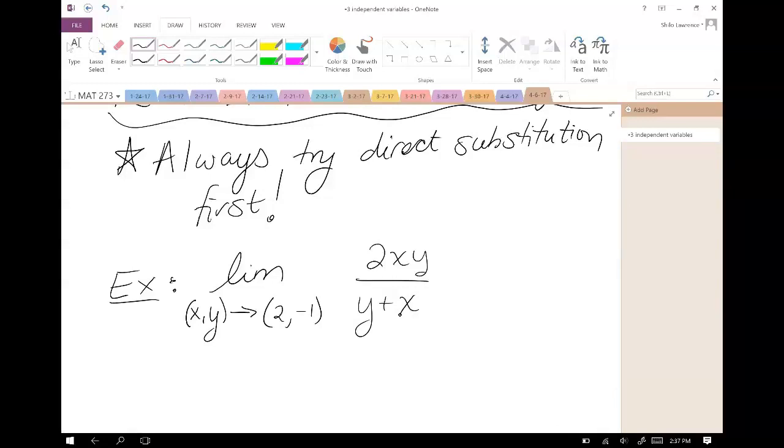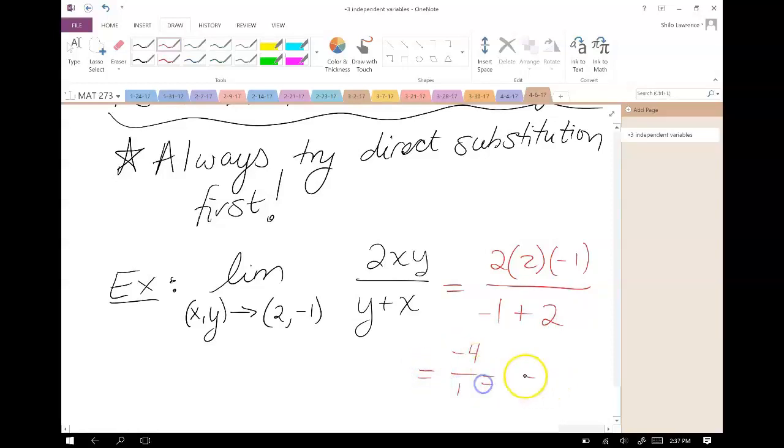So as x, y approaches (2, -1), we want to know where the function 2xy over y plus x is going to. So we just plug in 2 for x and -1 for y and see if we can get an answer. In the top, we got 2 times 2 times -1. In the bottom, we've got -1 plus 2. So that's -4 over 1, which is -4.